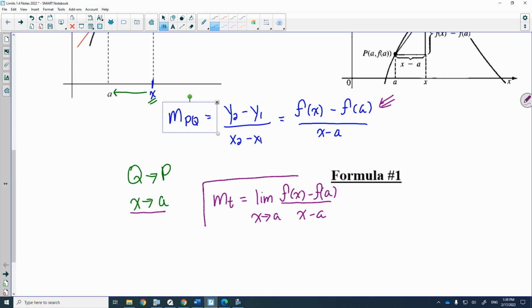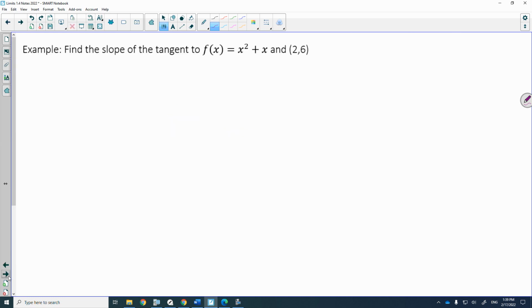This is what we're going to call Formula 1, and we're going to do 4 examples applying Formula 1, and then the second part of the video, we'll derive Formula 2, and then we will apply Formula 2. So let's look at this first example here, and it says find the slope of the tangent to this curve. So we have a parabola here, and this is point P. Okay, we're going to find the slope at that point on this curve.